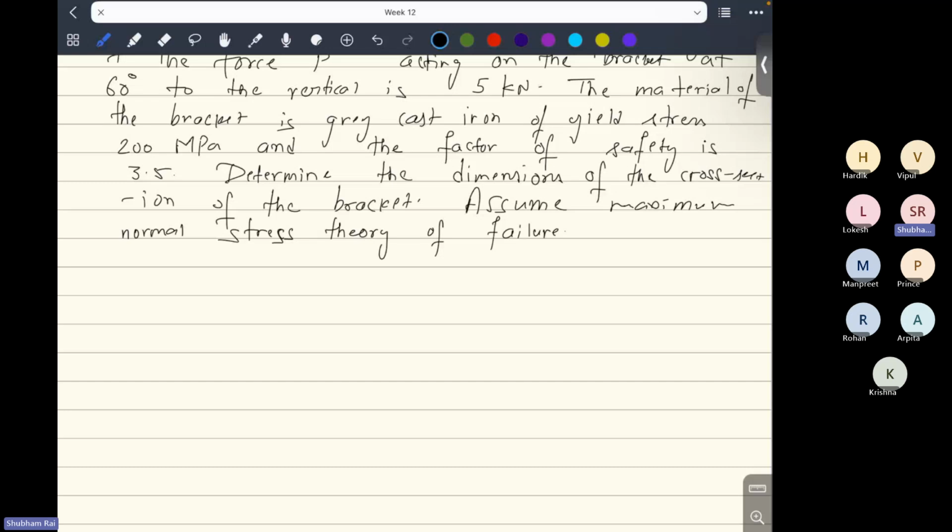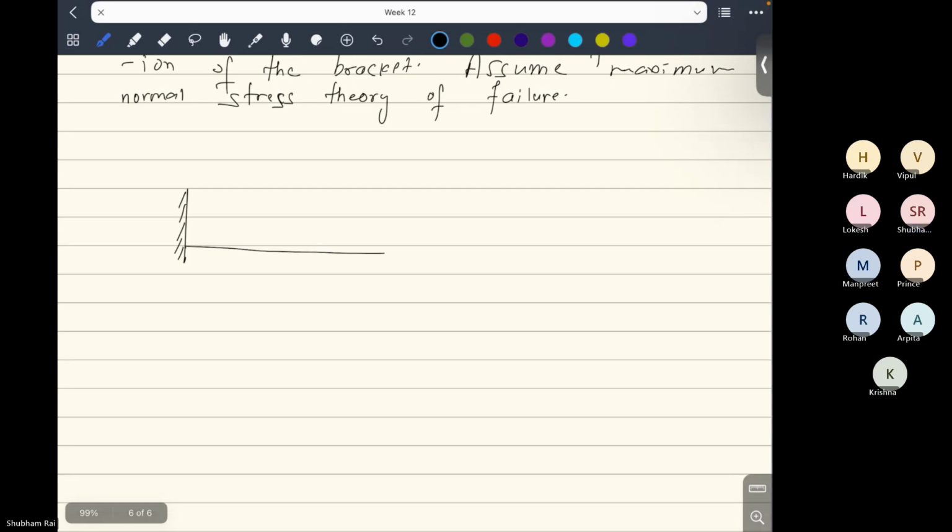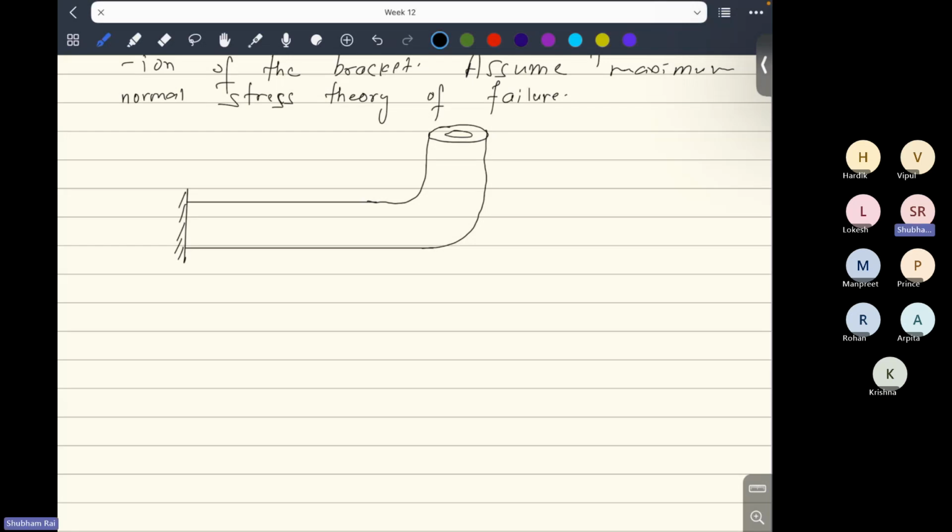Okay, so let me draw the bracket. So the bracket looks something like this. It looks like this actually. Then here you have this cross section.